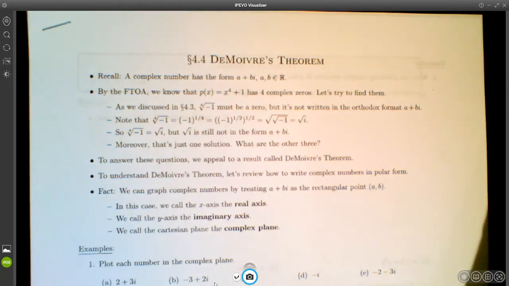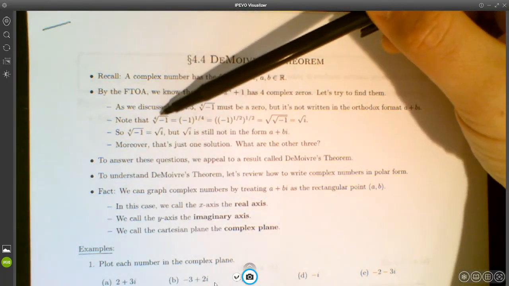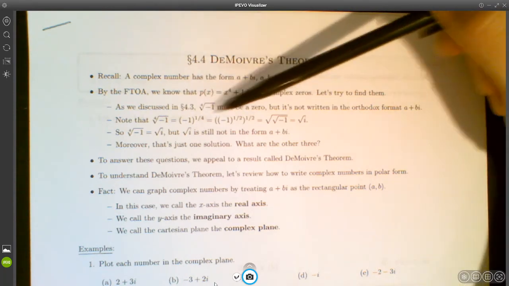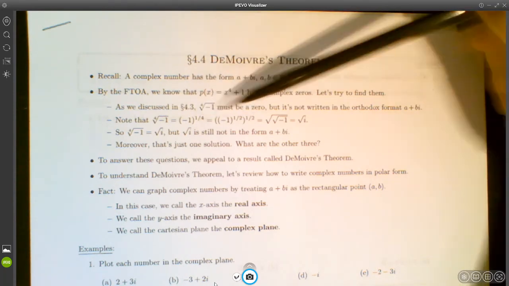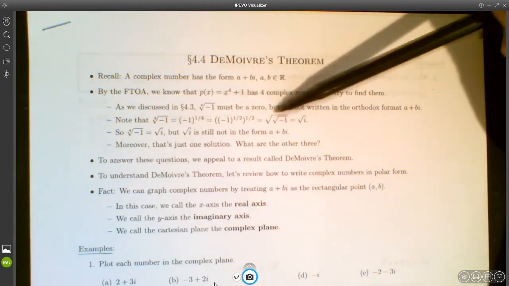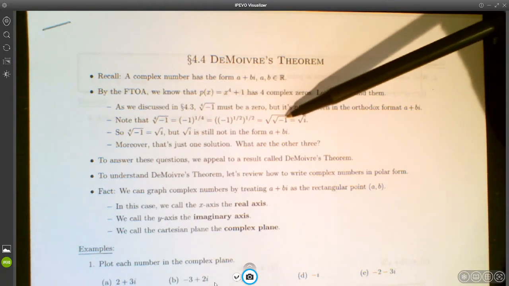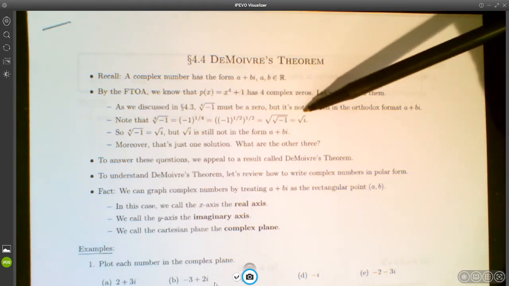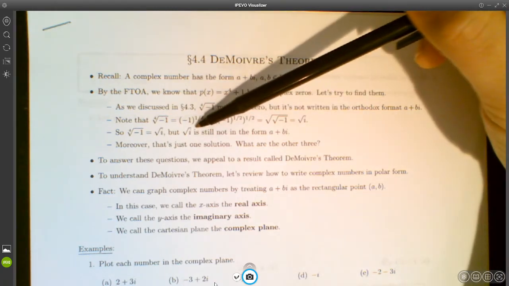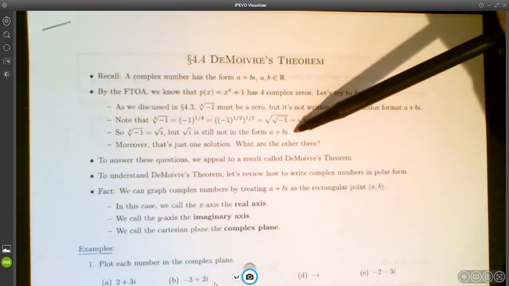Now, we could play around a little bit. We could say the fourth root of -1 is the same as -1 to the 1/4 power, and then we can rewrite that as -1 to the 1/2 to the 1/2, or in other words, the square root of the square root of -1. The square root of -1 is just i. So the fourth root of -1 is really just the same thing as the square root of i. But the square root of i is still not written in the form a plus bi. You're not allowed to have a square root around the i.